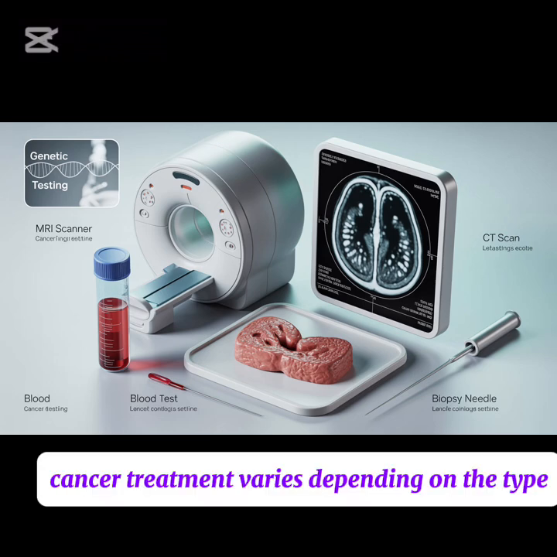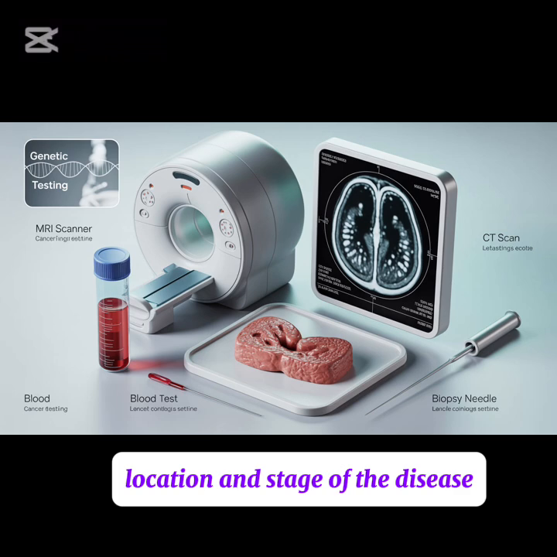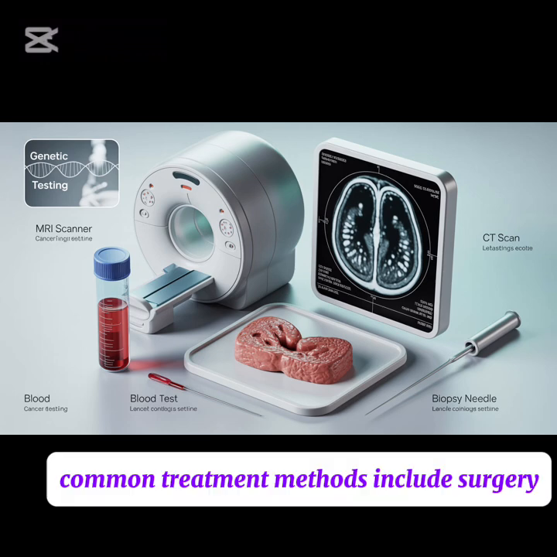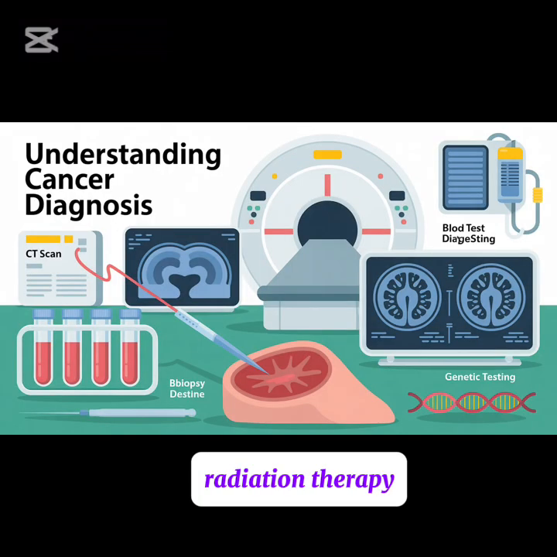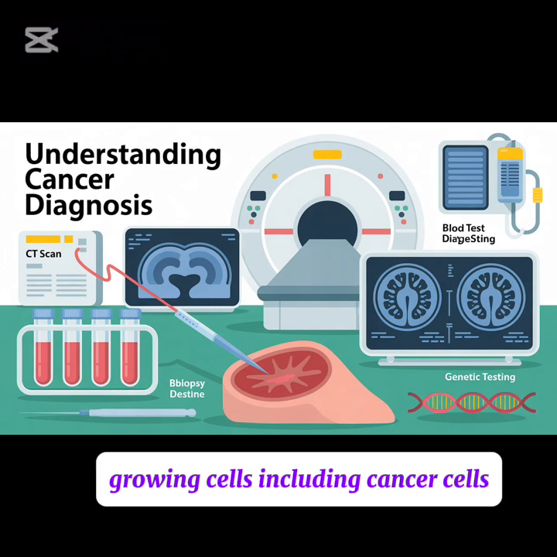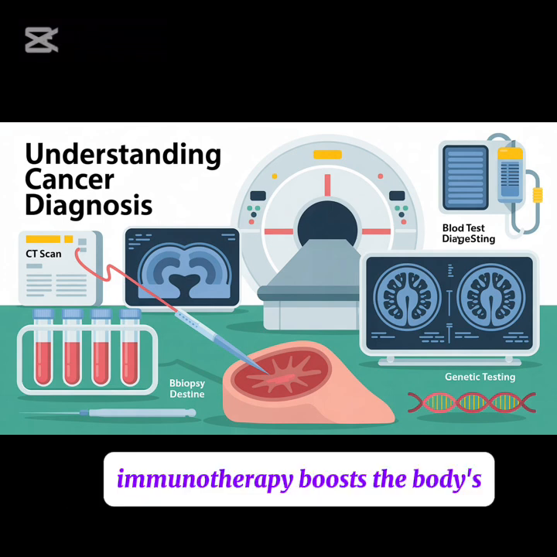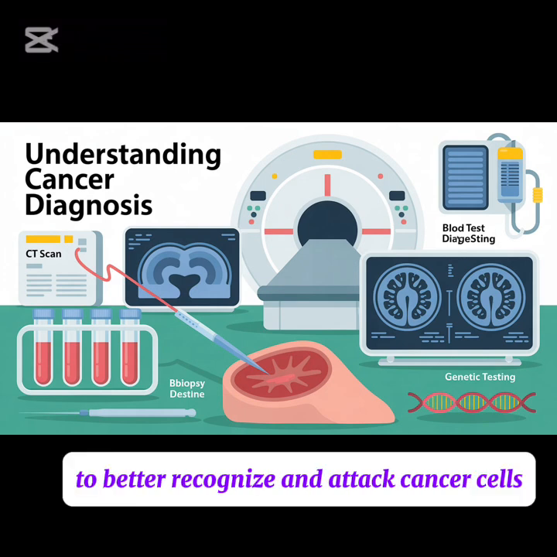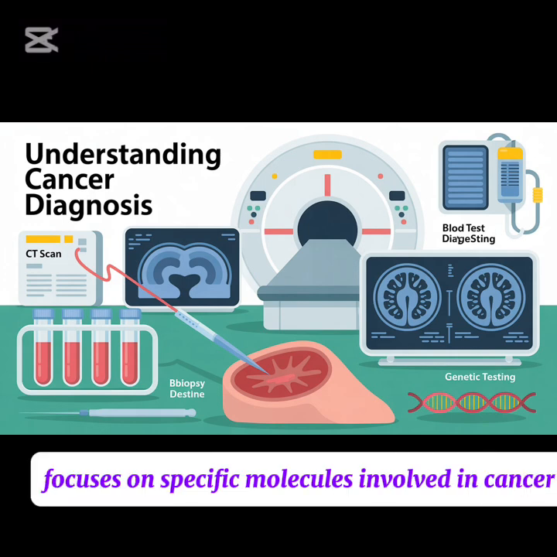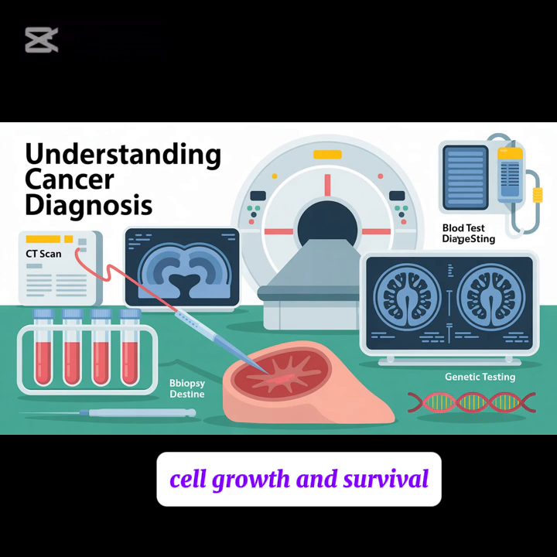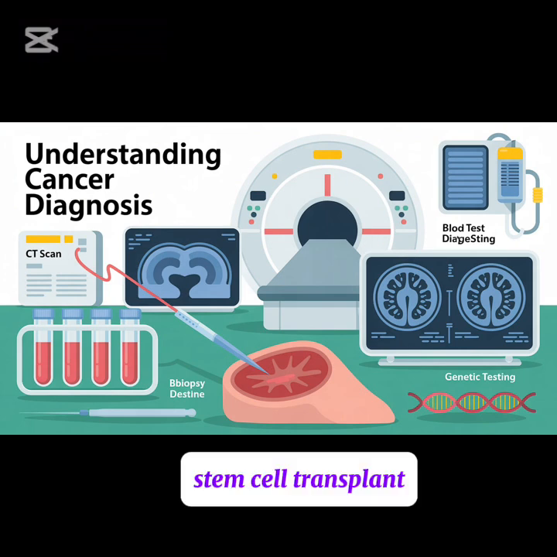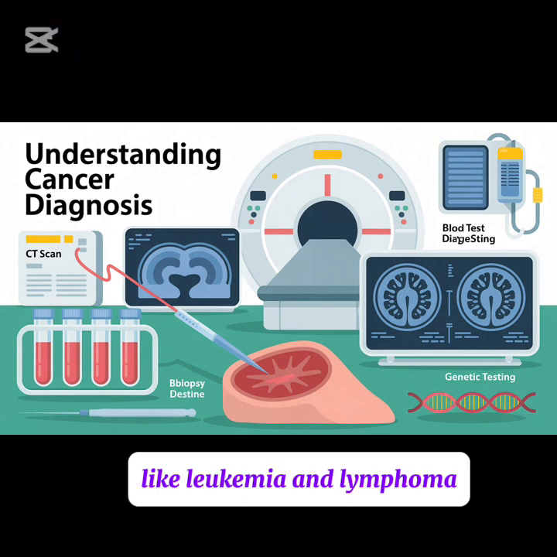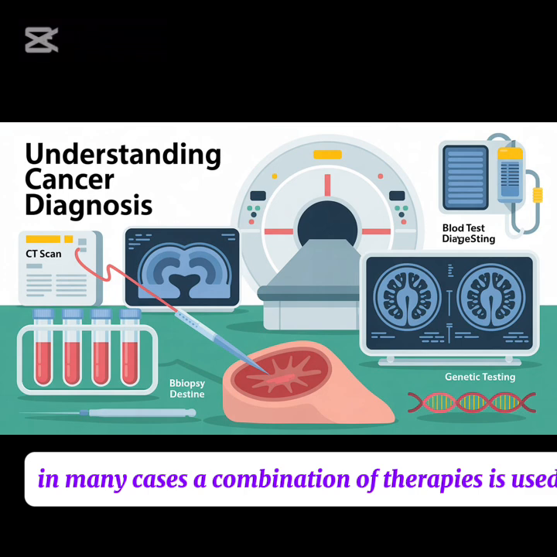Treatment options. Cancer treatment varies depending on the type, location, and stage of the disease, as well as the patient's overall health. Common treatment methods include surgery, often used to remove localized tumors. Radiation therapy, uses high-energy rays to kill cancer cells or shrink tumors. Chemotherapy, involves drugs that kill fast-growing cells, including cancer cells. Immunotherapy, boosts the body's immune system to better recognize and attack cancer cells. Targeted therapy, focuses on specific molecules involved in cancer cell growth and survival. Hormone therapy, used for hormone-sensitive cancers like breast and prostate cancer. Stem cell transplant, particularly for blood-related cancers like leukemia and lymphoma. In many cases, a combination of therapies is used.